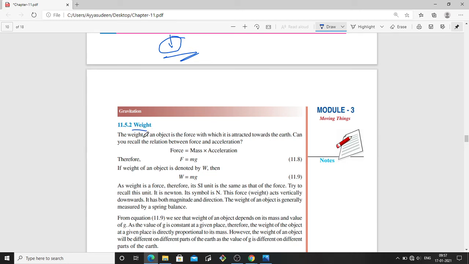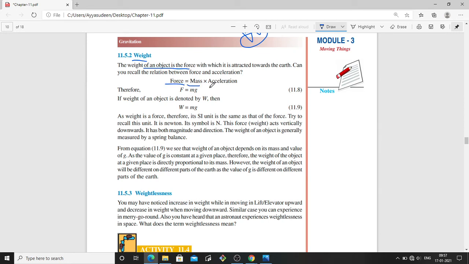Weight is different. The weight of an object is the force with which it is attracted towards the earth. Force is equal to mass into acceleration. So weight is the force of the object attracted towards the earth, so force and weight are equal. W, which is weight, is equal to mass into gravity. Gravity is the force which attracts the mass. So weight equals mass into gravity. That is the equation for weight.